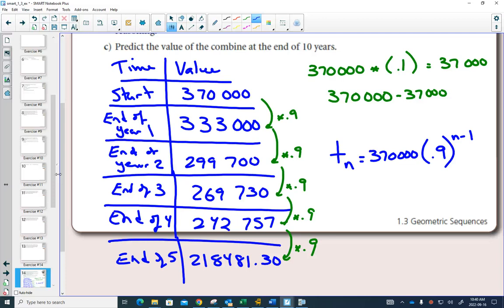Most students go, okay, I'll find term 10. But look at our sequence. What did we make term 1? We made this term 1, this was term 2, this is term 3. So the end of year 2 was term 3. If I want to find the end of the 10th year, which term do I need to find? Term 11. So then term 11, as far as plugging it into the formula, that part is okay.